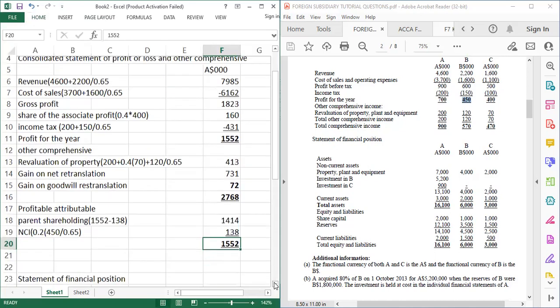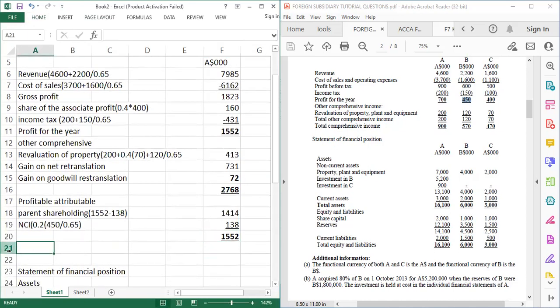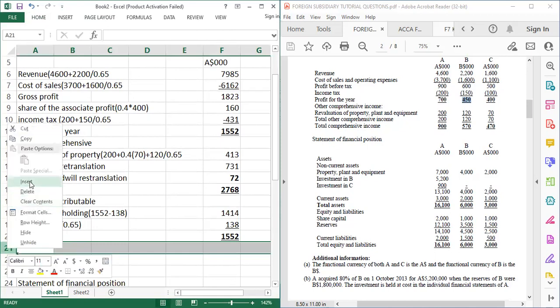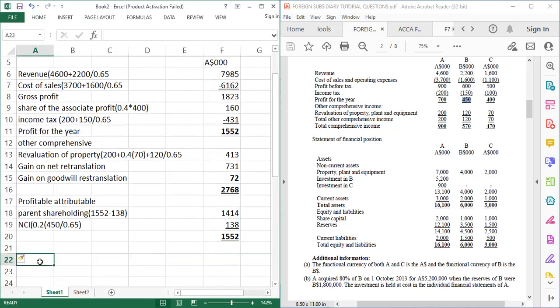The other comprehensive income too, we start with the non-controlling interest share. The non-controlling interest share. So total comprehensive income.